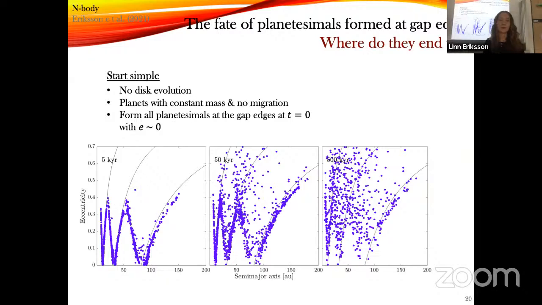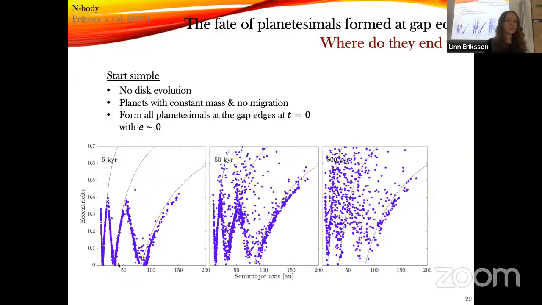So we just consider a case where we have no disk evolution and we have planets with constant mass and no migration. Then we form all the planetesimals at the gap edges in the beginning of the simulation, and we start them with roughly zero eccentricity. Here you have some snapshots of eccentricity versus semi-major axis. We have our three HL Tau-like planets again, and initially all the planetesimals are at zero eccentricity at the gap edges.